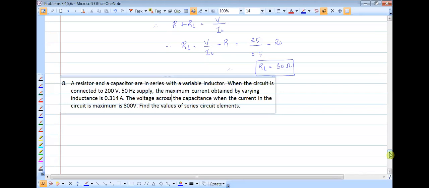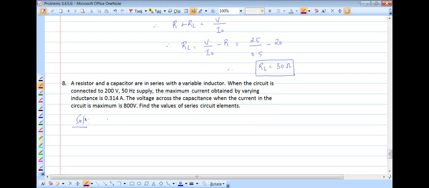Now let's again look at the resonance conditions only. Why shall we not look at the half power points? Because there is no way we can look at half power points with the given data. All the given data talks about resonance conditions only. So seeing the statement of the problem, understand that we are at resonance conditions, not at half power points. Everybody okay with that? Now let's solve this problem on similar grounds.